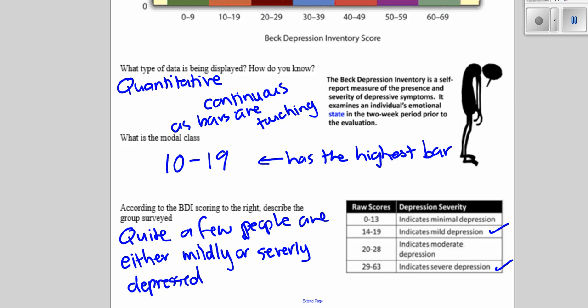Why doesn't it go up to 100? Yeah, I don't know. Some scale. And why does the graph go 60 to 69 when this ends at 63? It might be that there was a number of questions and it's more like their total score or something. Yeah, it's a number, and then the total score it pops out with.